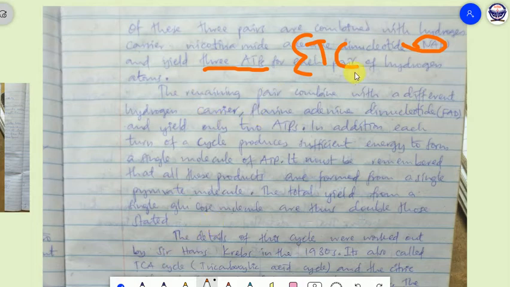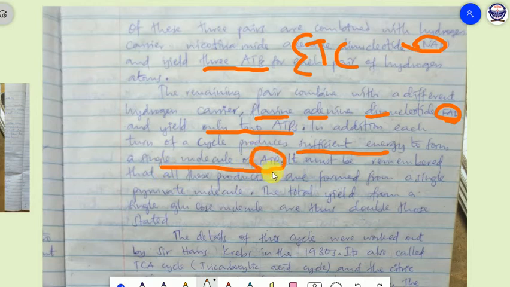So the remaining pair combines with a different hydrogen carrier, which is flavin adenine dinucleotide. By abbreviation it is called FAD. Every FAD molecule yields only 2 ATP, and we shall see later why FAD yields only 2 ATP while NAD yields 3 ATP. In addition, each turn of the cycle produces sufficient energy to form a single molecule of ATP. Each turn of the cycle produces 1 ATP. So the net end product of our Krebs cycle will have 2 ATP.